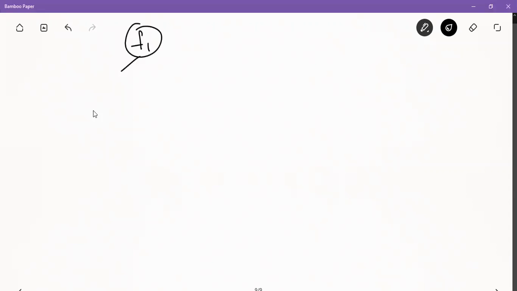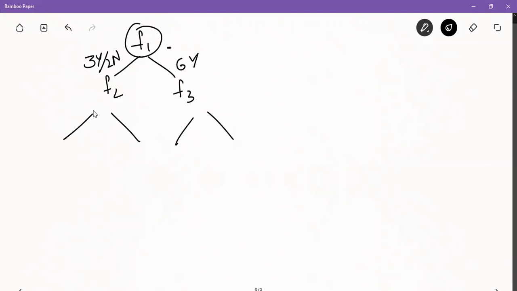So let's say we have to split a particular feature. And when we split this feature, let's say we have 3 positive class and 2 negative class. And here we have 6 positive class and 3 negative class, which means in total we have 9 samples.